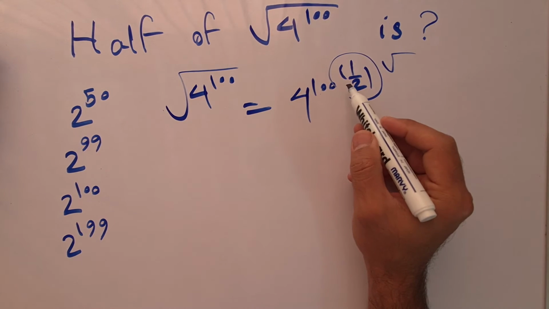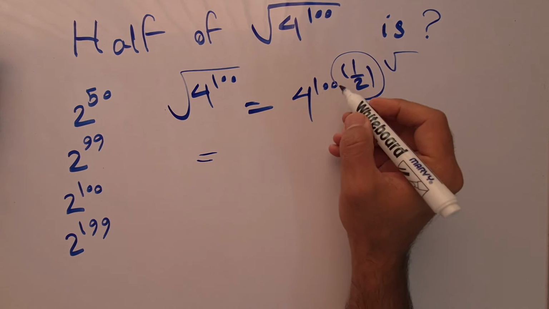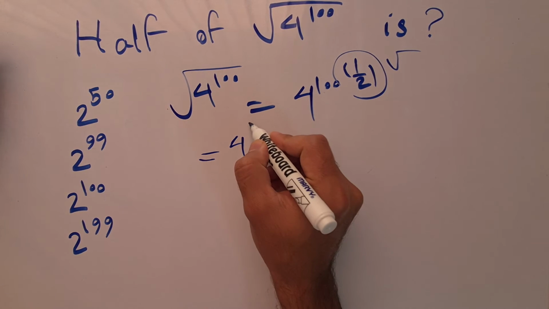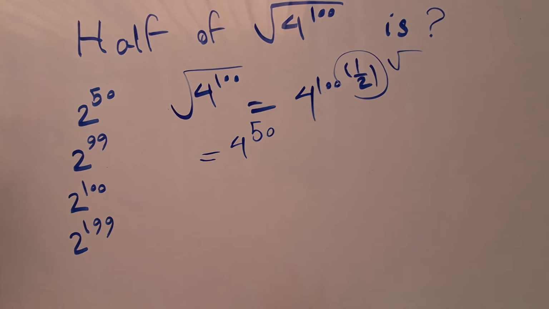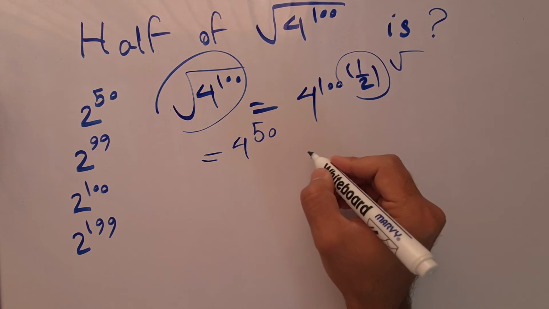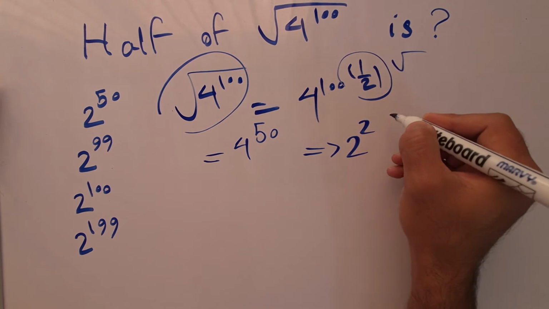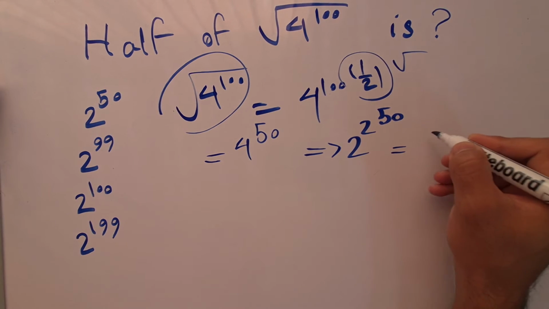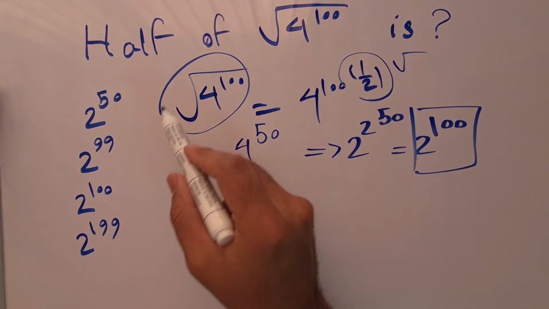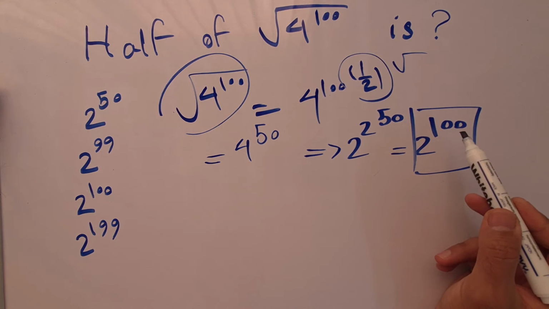Now because of the power of a power rule, whenever we have two powers, we can multiply them together. So 4 to the 100 to the half equals 4 to the 50, right? That's the same thing as 4 to the 100 under that radical sign. Again, we can simplify further to reach a base of 2. So 2 to the power of 2 to the power of 100 equals 2 to the power 50, which equals 2 to the power of 100. So the square root of 4 to the 100 equals 2 to the 100.